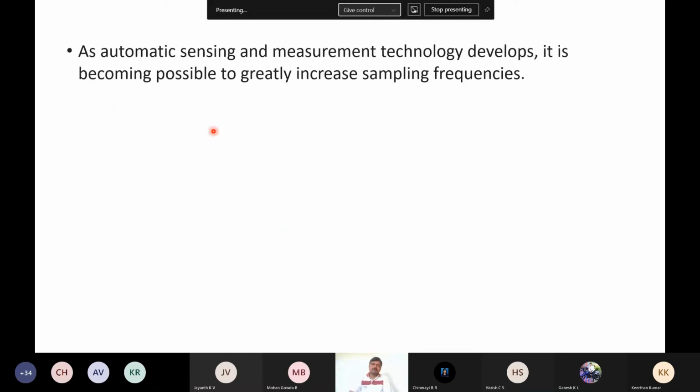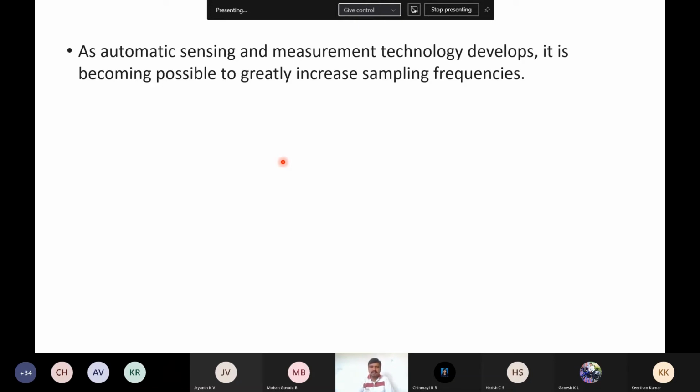Now, because of technology, it is possible to do inspection without human assistance. We can automate the process of inspection, so we need not depend on manual labor. We can fix a sensor which can measure a particular parameter, and the same data can be stored in a computer system.